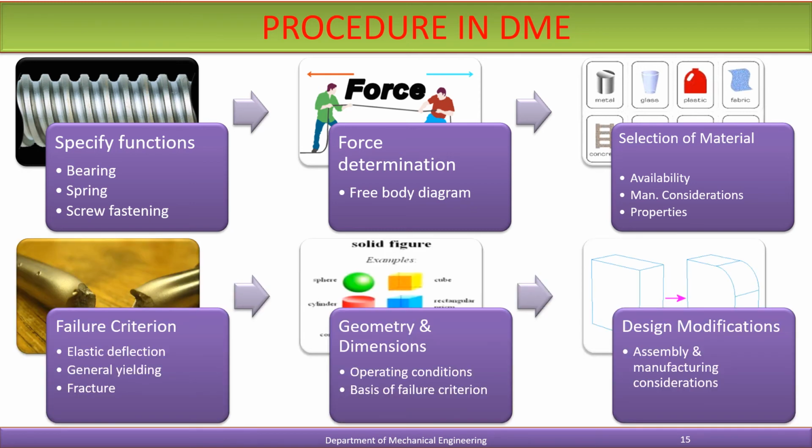Then we will go with the failure criterion. The machine component is said to have failed when it is unable to perform its functions satisfactorily. The three basic types of failures are failure by elastic deflection, failure by general yielding, and failure by fracture. And we have to design the determination of dimensions.